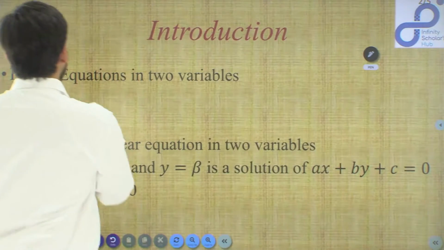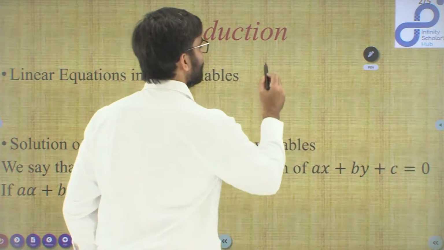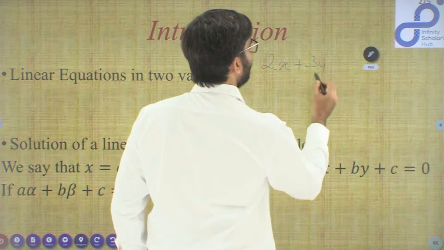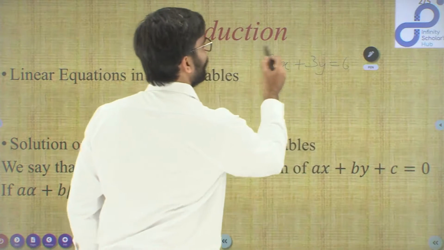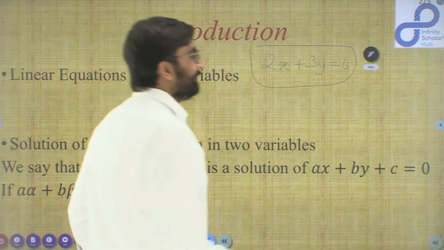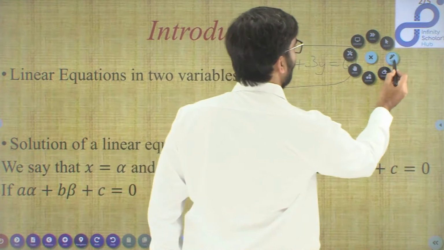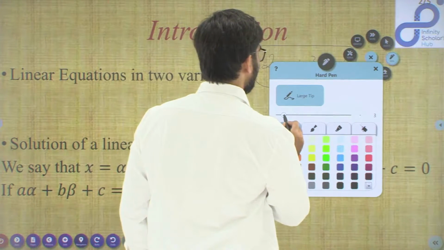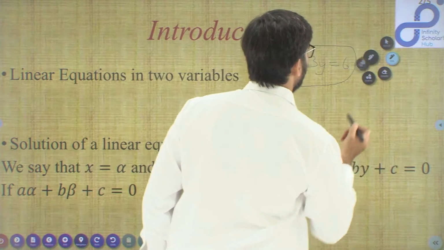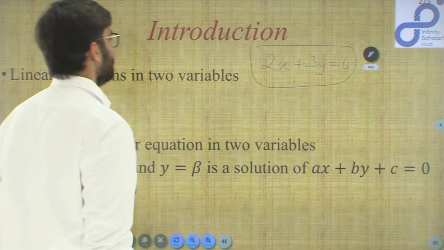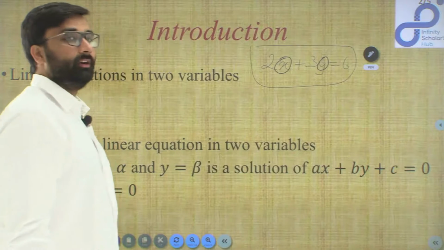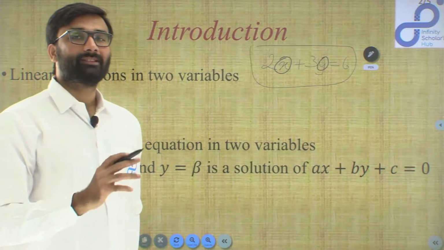So see, linear equation in two variables you have seen like this: 2x plus 3y equals 6, right? You have seen equations of this kind which have two variables and are linear equations. As the degree of this equation is 1, we say it's a linear equation, and it contains two variables, that is x and y. Therefore it is called a linear equation in two variables, x and y.